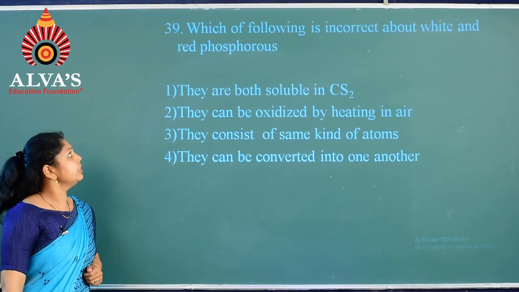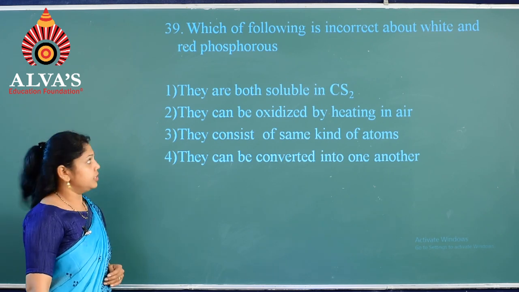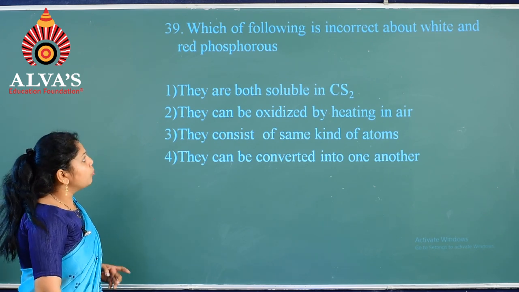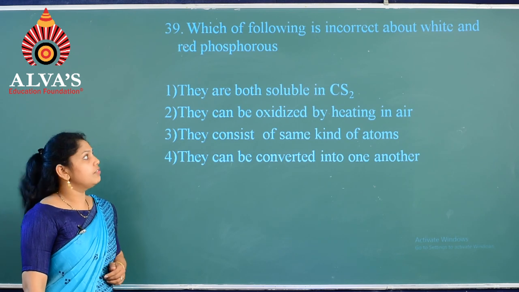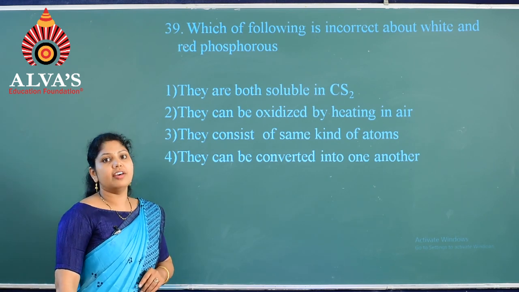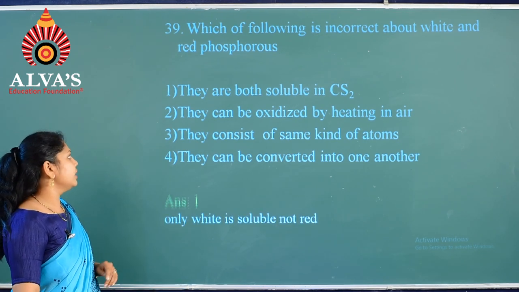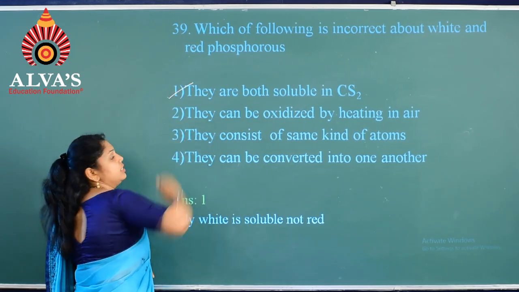Question number 39. Which of the following is incorrect about white and red phosphorus? They are both soluble in carbon disulfide. Remember, the white phosphorus is soluble in carbon disulfide, whereas the red phosphorus is not soluble in carbon disulfide. Hence, the option 1 is correct.